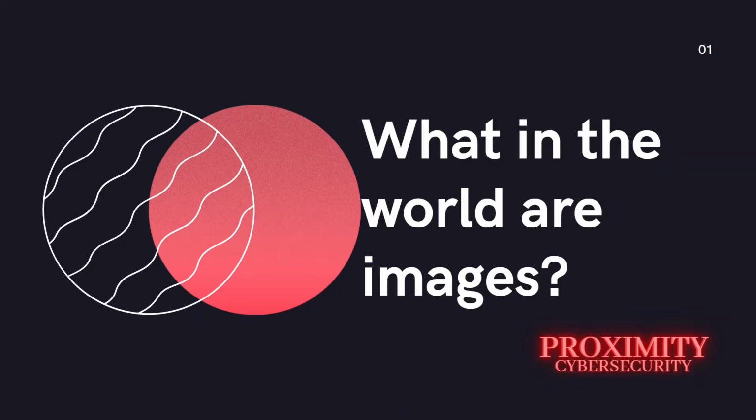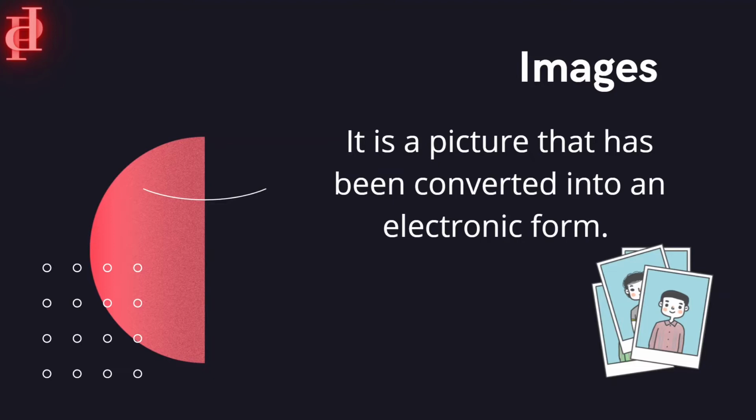So let's get started. Before talking about how images are stored, let's try to define what images are for the people who do not know what it is. Images are essentially pictures that have been converted into an electronic form. We have physical pictures that have been captured by cameras. We need a way for these pictures to be stored, and obviously stored in computers. And for it to be stored in a computer, it should be converted into an electronic form, and we'll talk about how this is done.